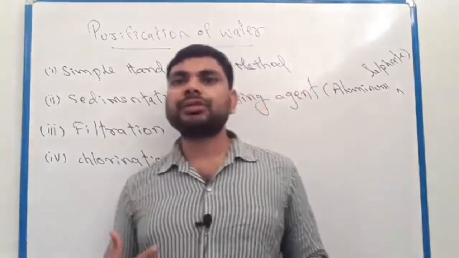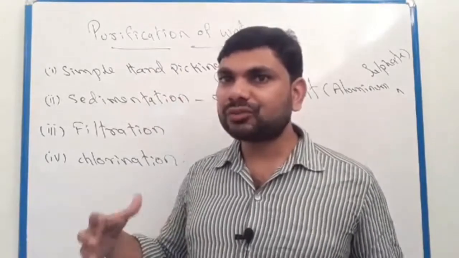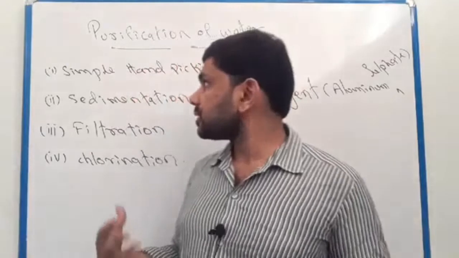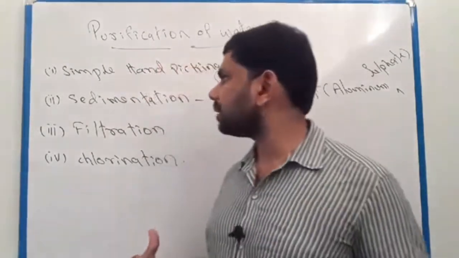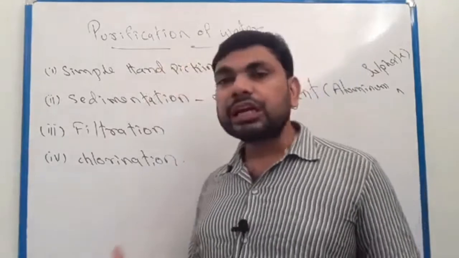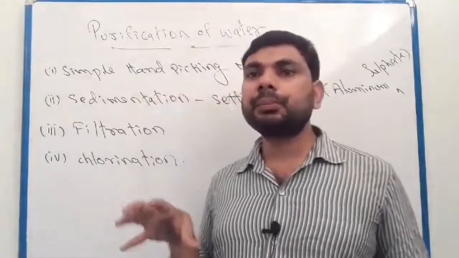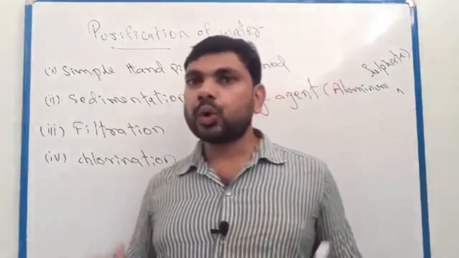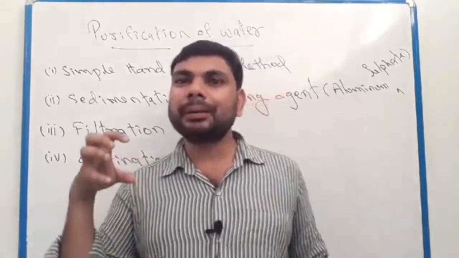Next we have to discuss the purification of water. To purify water, there are 4 different steps. First, the simple hand picking method, then sedimentation, filtration, and chlorination. These are the different methods to purify water. Water is kept in a reservoir, a large tank. It contains solid impurities.